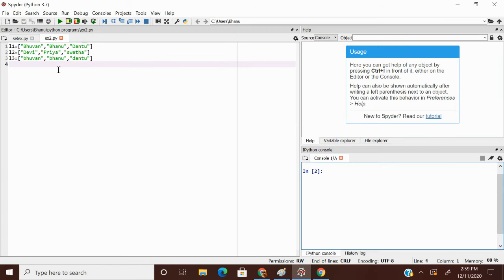Let us execute it. Here I took my third list. So I'm trying to compare L1 with L3. Print L1 is equals to L3. Now it returns false because L1 is not equal to L3.